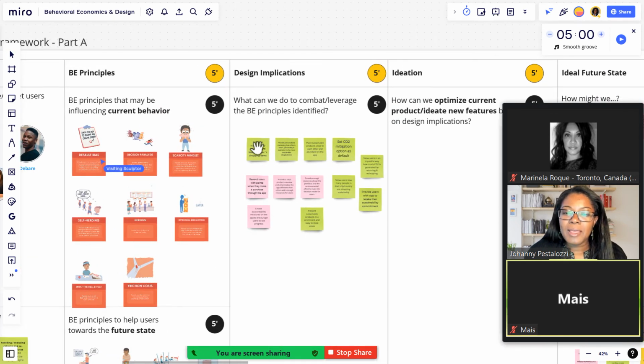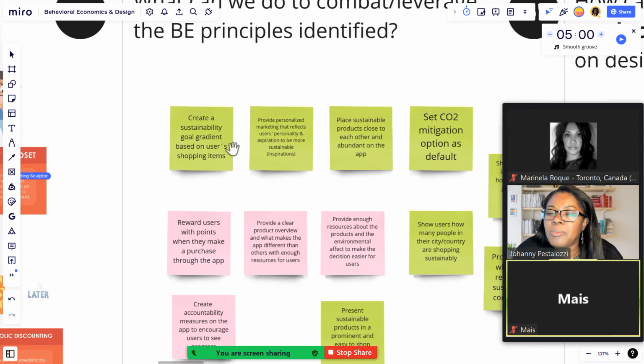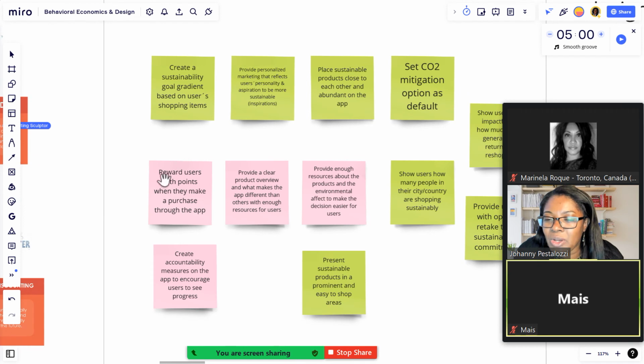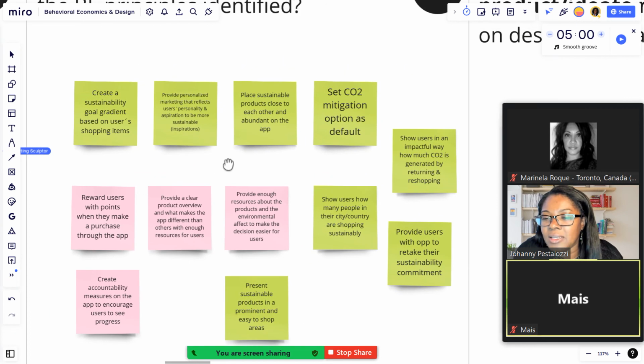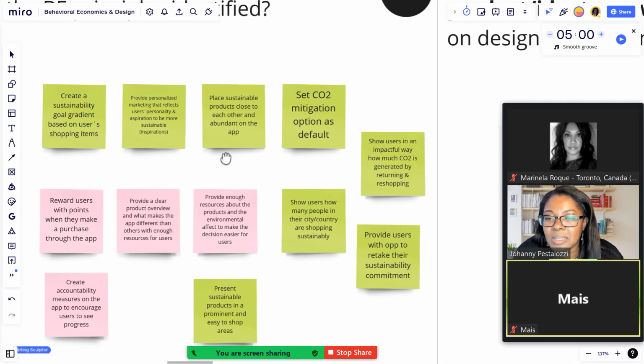Okay, so I would like to briefly present this. One of the ideas I came up with was to create a sustainability goal gradient based on users' shopping items. And I think this can be connected to this reward suggestion to create points. So create levels of sustainability and then help them somehow gamify their experience. Then provide personalized marketing that reflects users' personality and aspirations to be more sustainable, kind of inspiration. And then place sustainable products close to each other and abundant on the mobile app so that it's easier for users to shop sustainable ones.